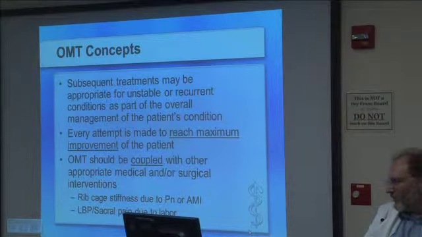making sure that we're doing the proper amount of treatments, maximizing for their improvement. Couple their treatments with their surgical or medical interventions. Oftentimes we do rib cage stiffness for patients with pneumonia, myocardial infarctions, low back pain, sacral dysfunctions with labor.